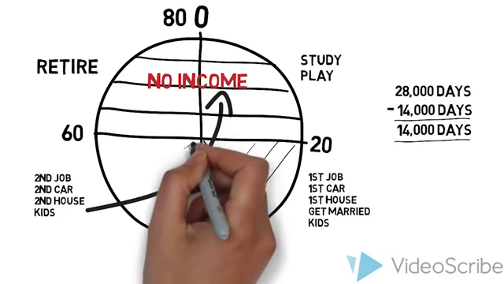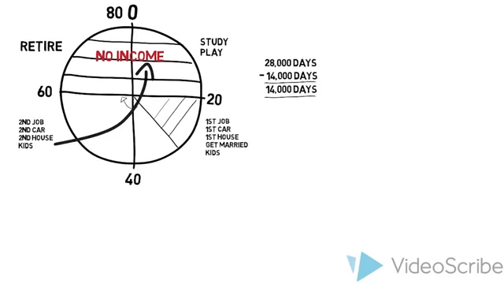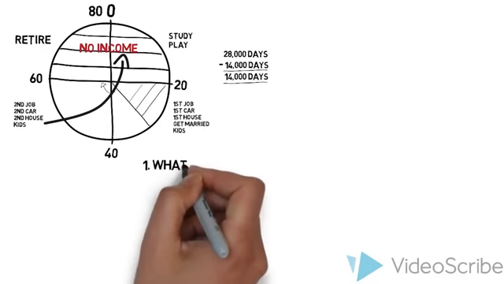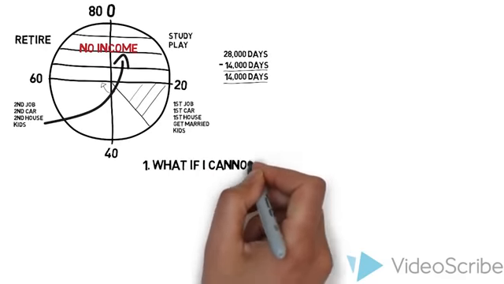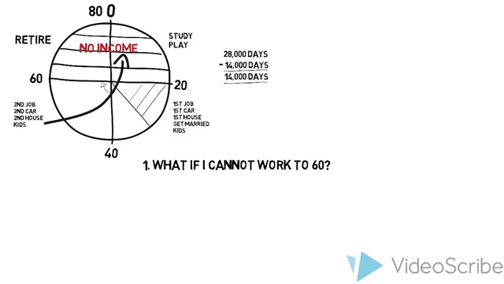During this period of time, we have identified 4 fears. My first fear: what if I cannot work to 60? Because if I finish working till 60, the only thing left was to retire. But the real thing that can stop me from working till 60 is either disability or a bad illness.